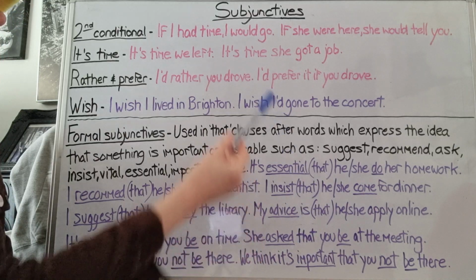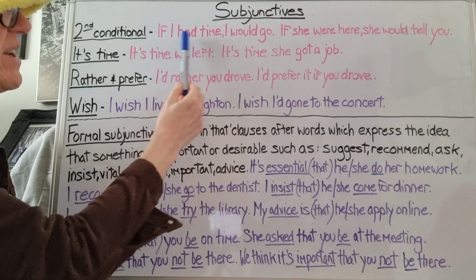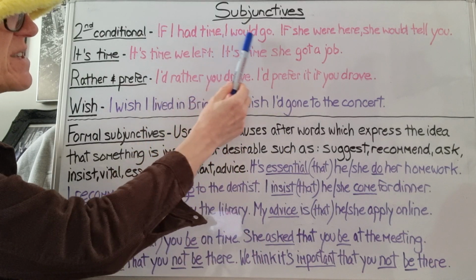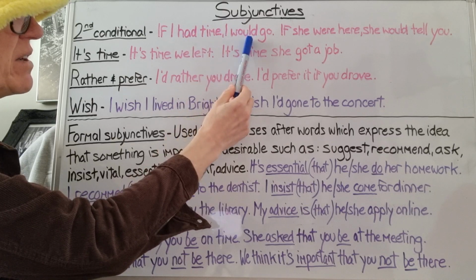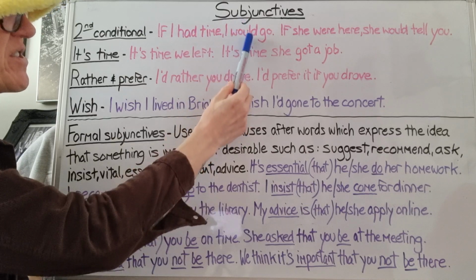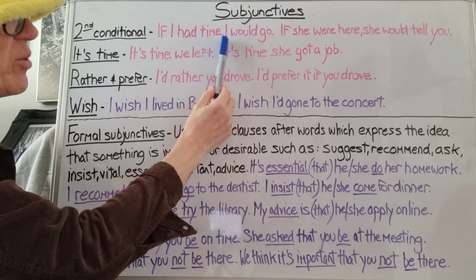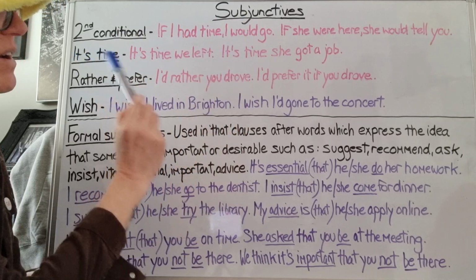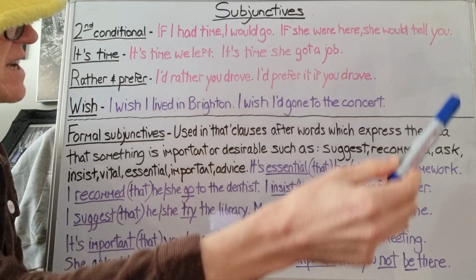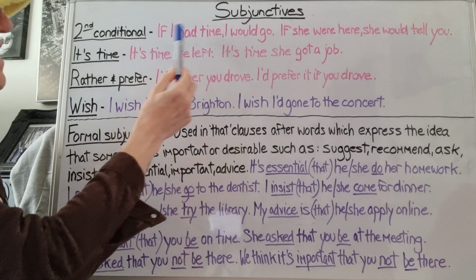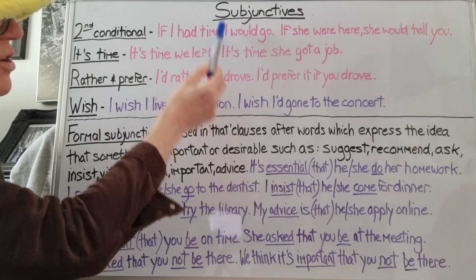Now remember, if you start with the if clause, we use a comma to separate the if clause and the main clause. But you can start with the main clause and finish with the if clause, but you would not use a comma in that way. I would go if I had time, no comma. If I had time, I would go, comma.